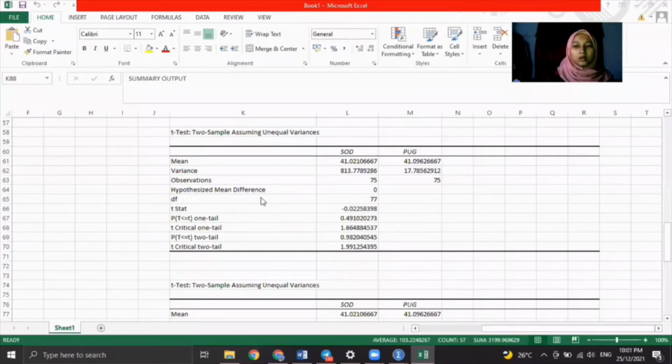We also analyze the hypothesis in Microsoft Excel. Here we can see that the t stat value is negative 0.02225, and then P one-tail is 0.5491, and then the t critical one-tail value is 1.66, and then P two-tail is 0.9820, and then the t critical two-tail is 1.991.